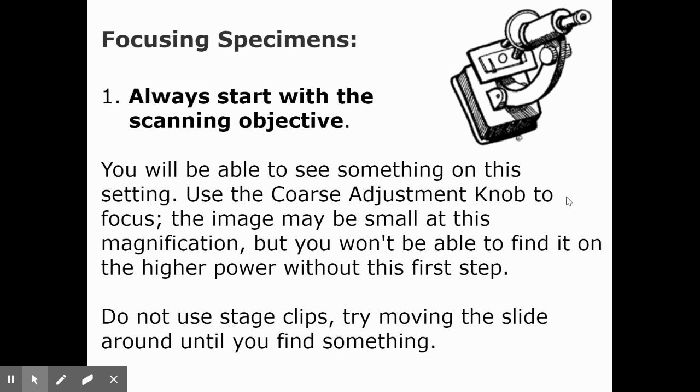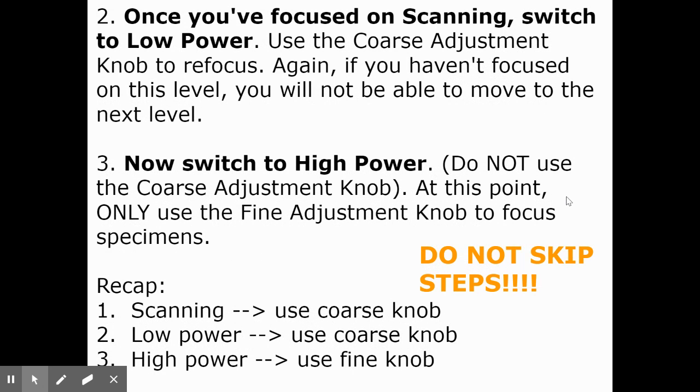Focusing. Always start with the scanning objective, which is the lowest power. You will be able to see something. You're going to use the coarse adjustment knob. It may look pretty small, but you always have to start here and get it centered. Normally we don't use the stage clips for the scanning because we have to move the slide around until we get the object centered in the field of view so we can find it. Once you've focused on scanning, you're going to switch to low power and use the coarse adjustment again. Make sure it's centered or you're going to lose it.